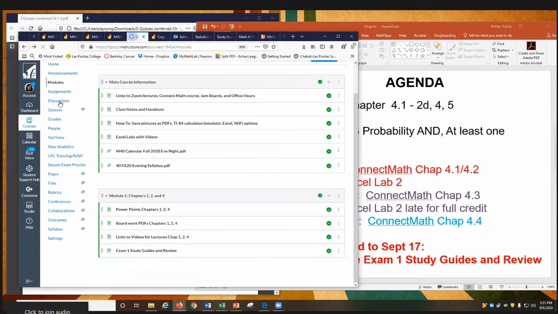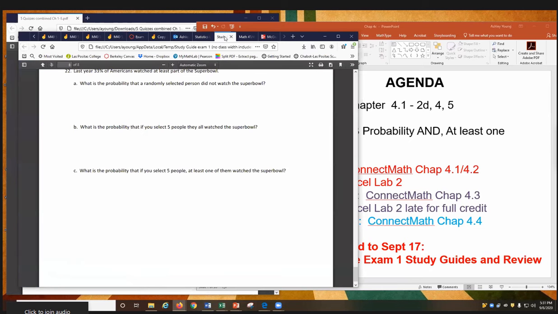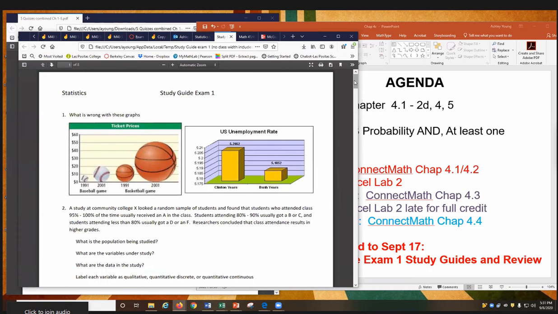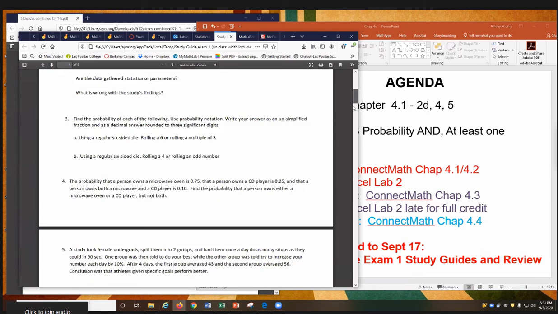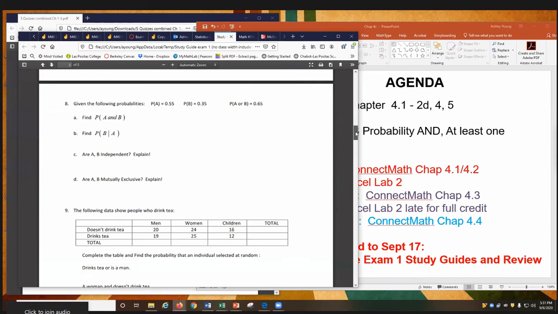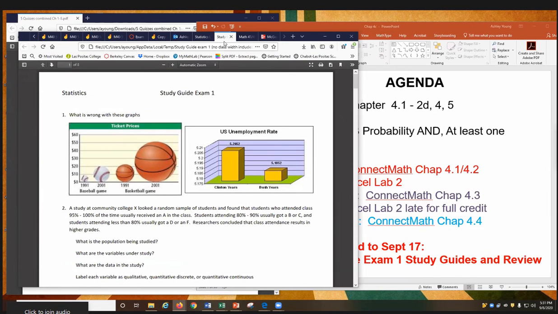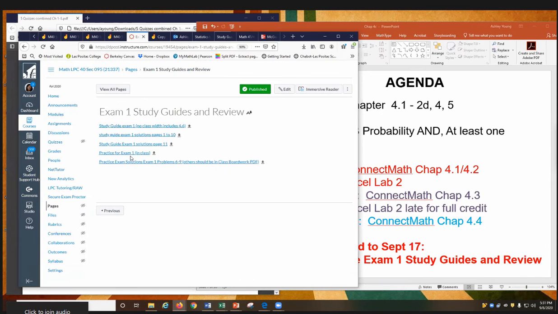And then the very bottom is this exam 1 study guides and review. That's really important. The number one best way to prepare for this exam is to download this study guide and do it, right? It looks like this. Go through it. It's 8 pages long. Try to solve all the problems. Any problems you can't solve, circle them, set them aside, do all the ones you can, and then if you go back to this page here, there's the solutions.